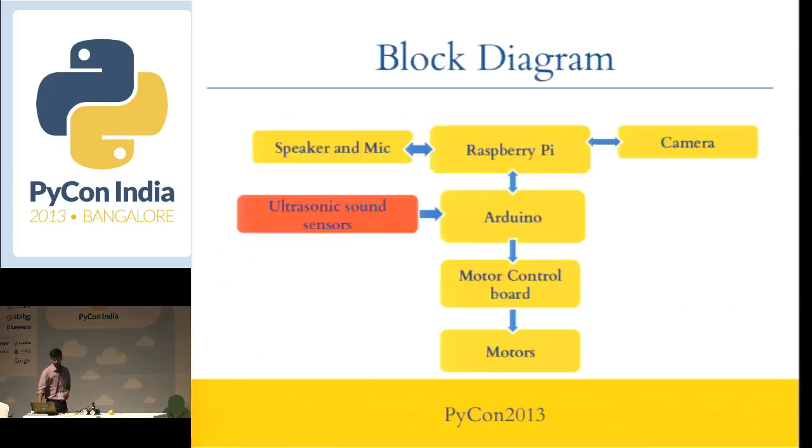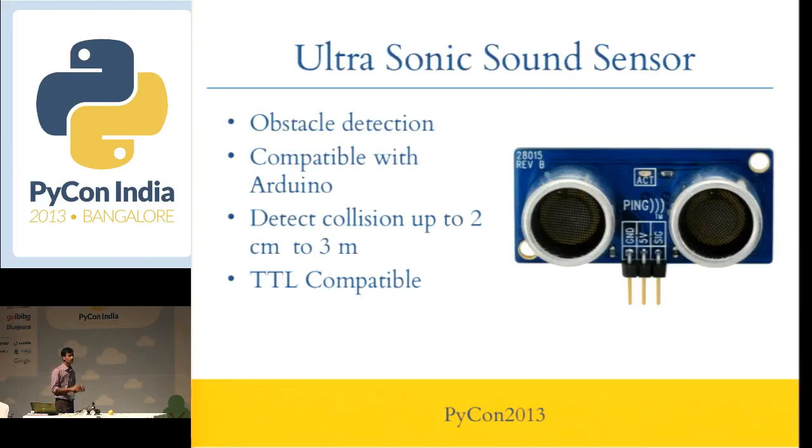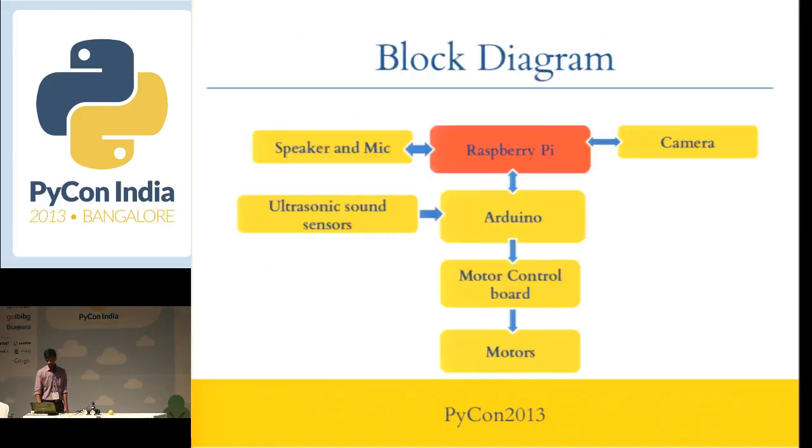Next is the ultrasonic sound sensor. The purpose of the ultrasonic sound sensor is just detecting obstacles. So if there is an obstacle, the robot will stop there. So for detection of obstacles, we are using the ultrasonic sound sensor. It is also compatible with Arduino. It can detect obstacles from 2 cm to 3 meters, and it is also TTL compatible.